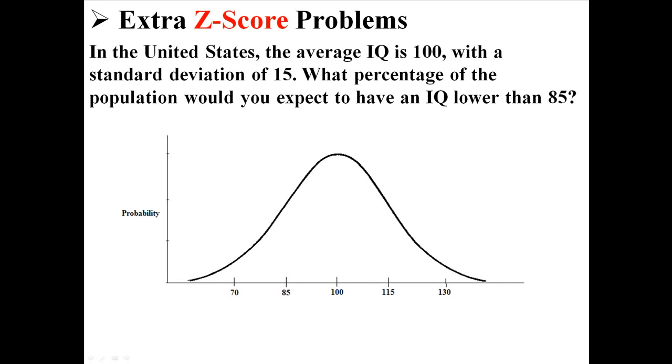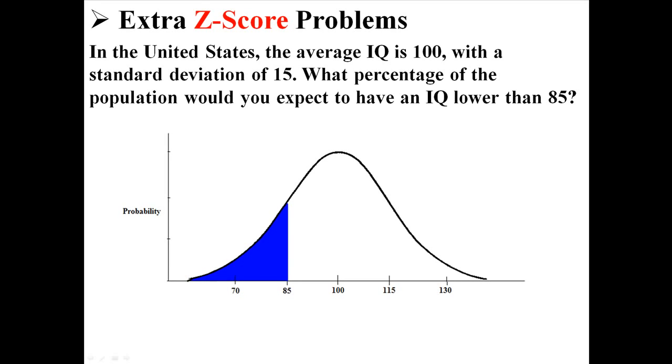So first of all, this is what the distribution looks like. We have 100 in the middle, which is the mean, and a standard deviation of 15. So there are 15-point jumps, like 100, 115, 130. And what I'm trying to ask is, what would you expect to have an IQ lower than 85? Basically, what would you expect this blue area to be?